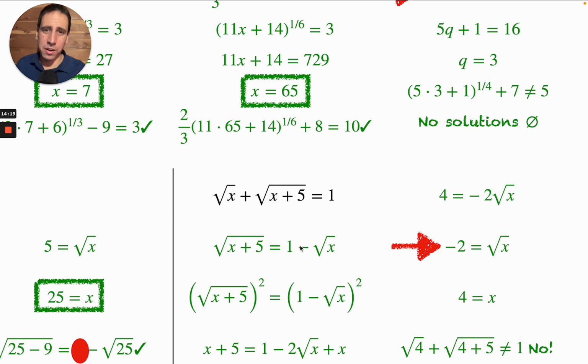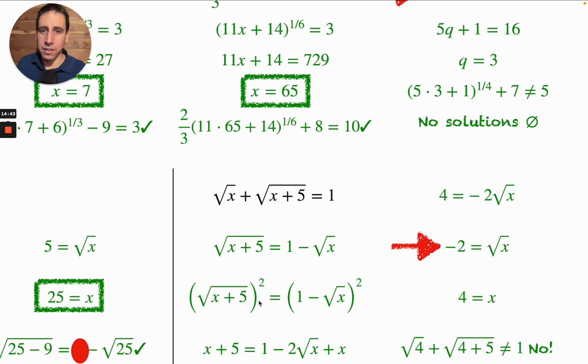So just to reorganize things and make squaring a bit easier, I'm going to move this radical over to the other side. Doesn't matter which one you do. So I get square root of x plus 5 is equal to 1 minus square root of x. I'm going to square both sides. This is a single term. Remember, the square root groups it into one term, although inside the radical there are 2 terms. There's an x and a 5. But this entire radical is one term.